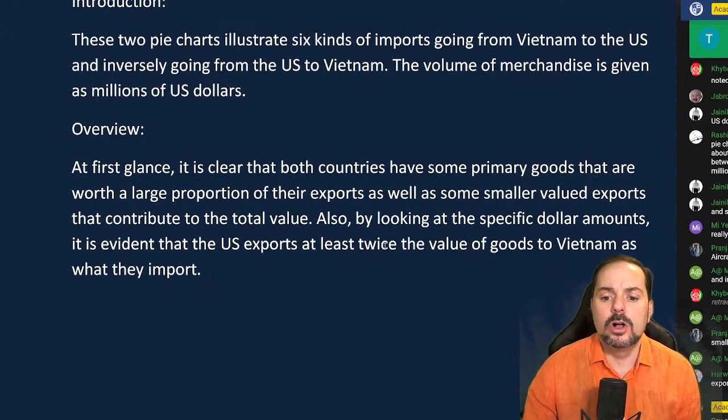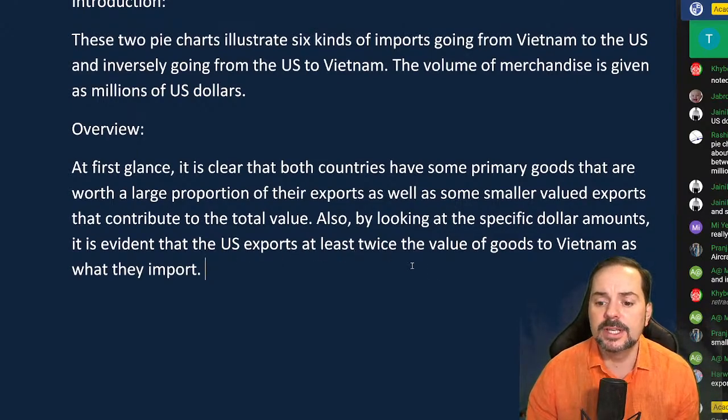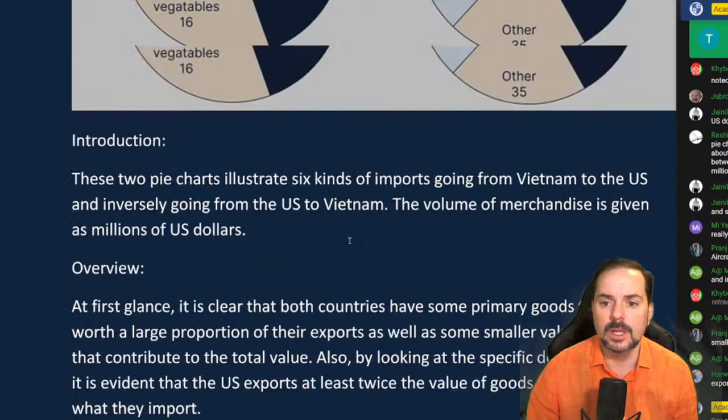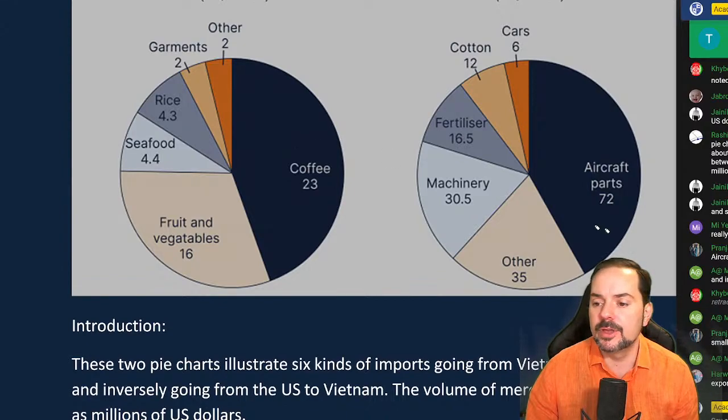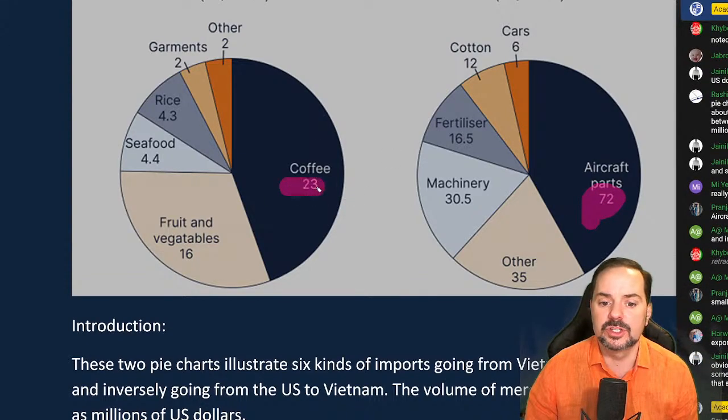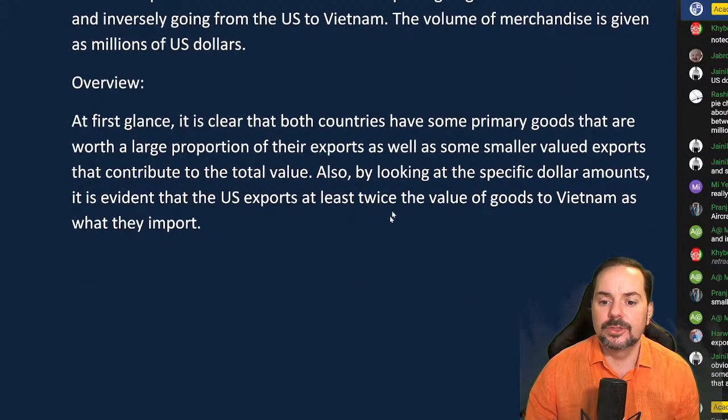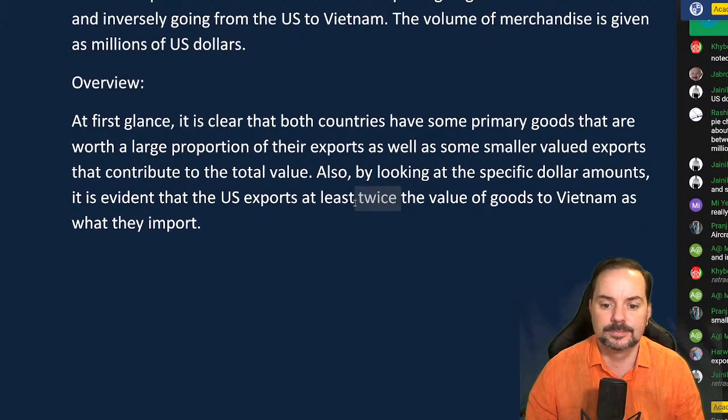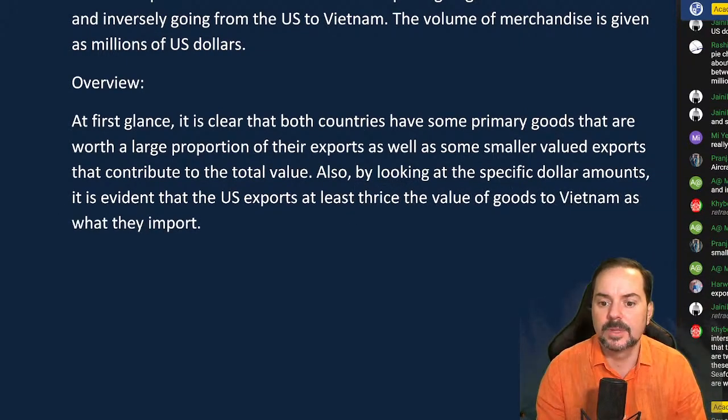Okay. So also by looking at the specific dollar amounts, it is evident that the US exports at least twice the value of goods to Vietnam as what they import. Okay. So this is what I was saying here with this 72 versus 23. In fact, it's much more. We could almost say it's 3 times. Okay, so let's be accurate here and let's fix it. When you notice things like that, you want to fix it. So it's at least thrice, okay? Thrice means 3 times, okay? All right.